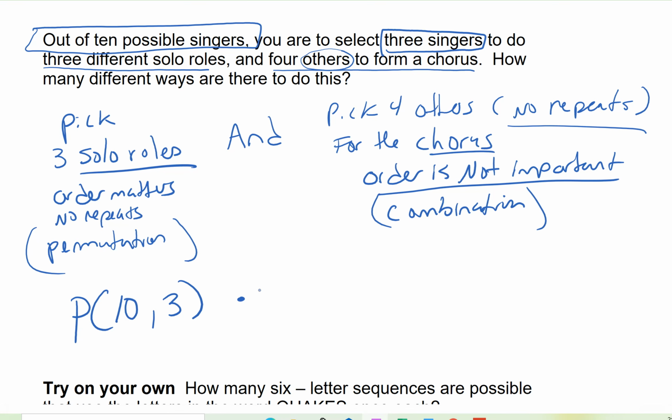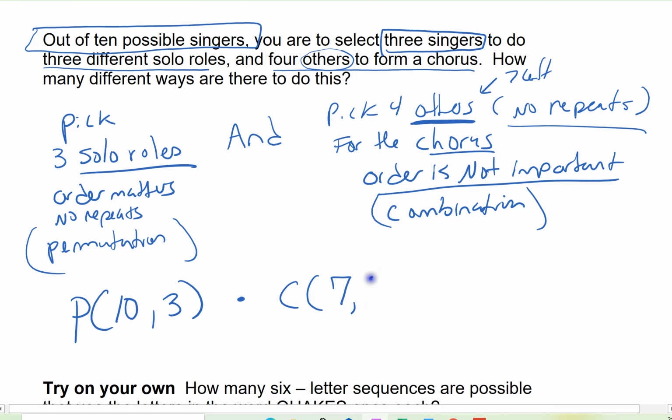Well, then there comes the chorus, and the chorus is the others. I've already picked these 3. I can't pick them again. They're soloists. They're not going to be in the chorus. And so there's only 7 left for the others, right? 7 others. And so for the chorus, there are 7 left over to pick 4 of those to fill out the chorus. So out of the 7 people who didn't get the solo roles, I'm going to choose 4 of them to complete my chorus.